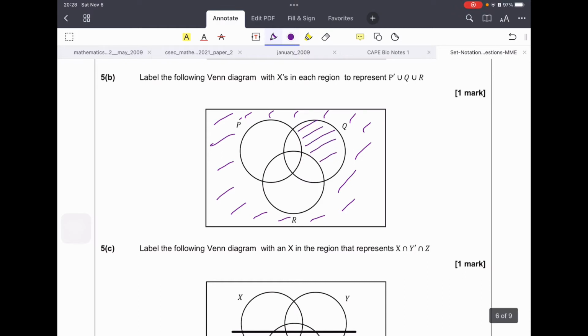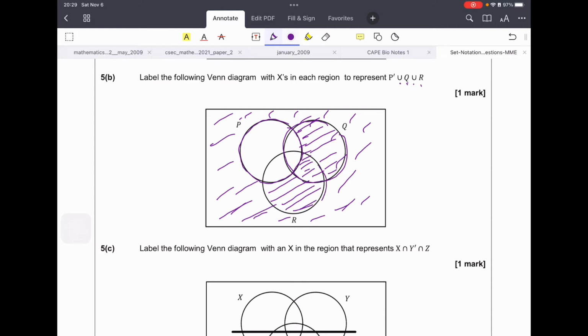This part of Q here as well as this part over here, because remember this is P circle here, right? So everything that's not in this circle is P prime. So all of this here is P prime. Everything here. Anything that's not belonging to that circle. The next part is union Q. So therefore, we need to include Q. This is Q circle here. And since it's union, we include everything that is common to P prime and Q. We're good already.